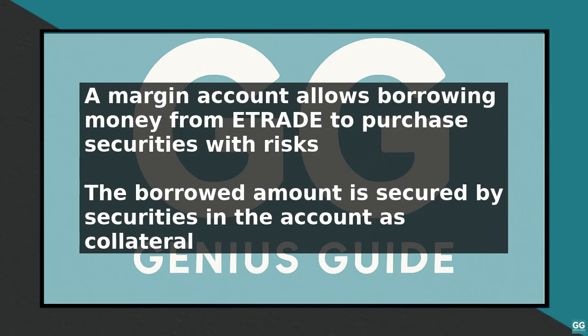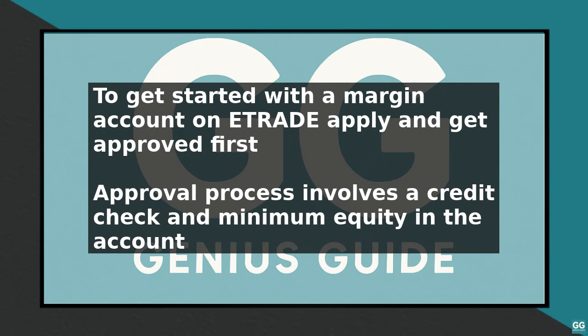To get started with a margin account on Etrade, you need to apply for a margin account and get approved. The approval process typically involves a credit check, and you need to have a minimum amount of equity in your account. Once you are approved, you can start using your margin account to buy securities on margin.